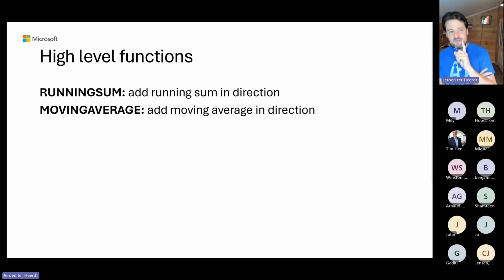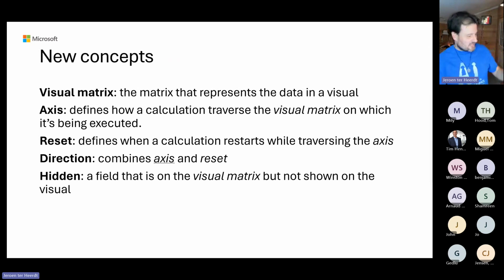And for that to happen, I have to melt your brain a little bit. So let's keep going in the slides. Okay, so we have new concepts. I introduced visual matrix to you, right? The thing that shows the visual, but then the matrix. And then a concept called axes, which is now where we're headed. And then there's reset, which basically defines while this.